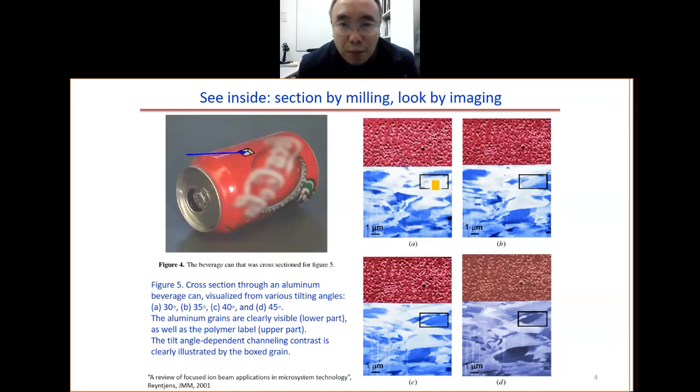So now we look at this part. Here it is bright. Here it is dark. While here is dark, here is bright. This is because of the channeling effect. So we have the channeling effect. You have less signal of the secondary electrons, so it becomes darker. We have seen this before.